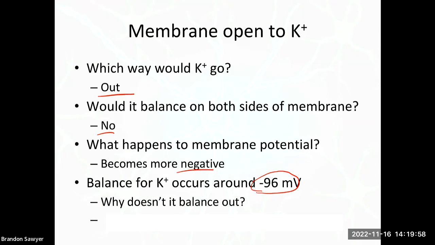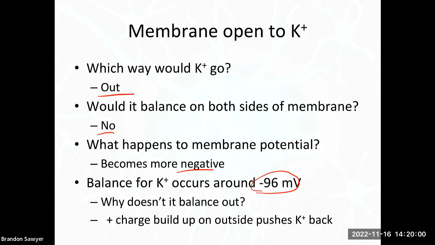Okay, and why doesn't it actually balance out? Because as it's going out, there's positive charge building up on the outside, but also a stronger negative charge on the inside, so it's pulling it back even harder, right? And the positive charge is pushing it back. All right, so this electrical gradient changes pretty rapidly as potassium is leaving or as sodium is entering.